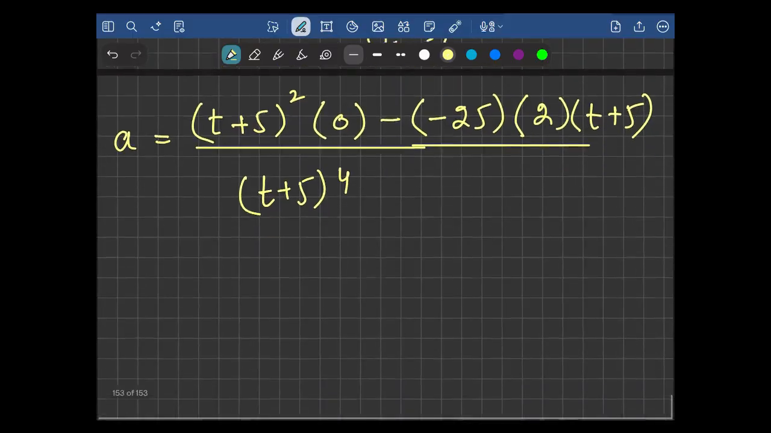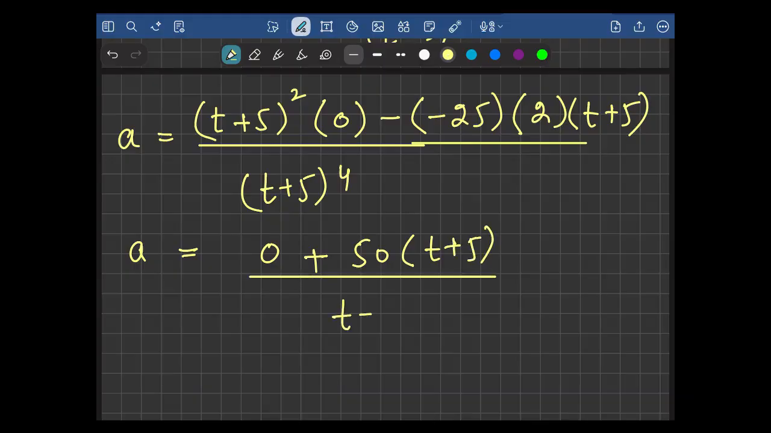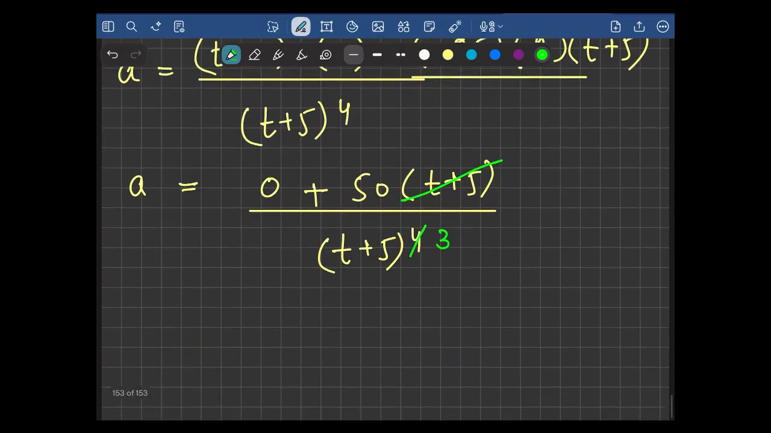So let's simplify it further. Acceleration equals t plus 5, this whole becomes 0, then minus minus 25 into 2, which is 50, into t plus 5, and everything divided by t plus 5 raised to power 4. One of the powers is cancelled with t plus 5, and we are left with 3 here. So the final acceleration expression is 50 over t plus 5 raised to power 3. That's the final expression for our acceleration.